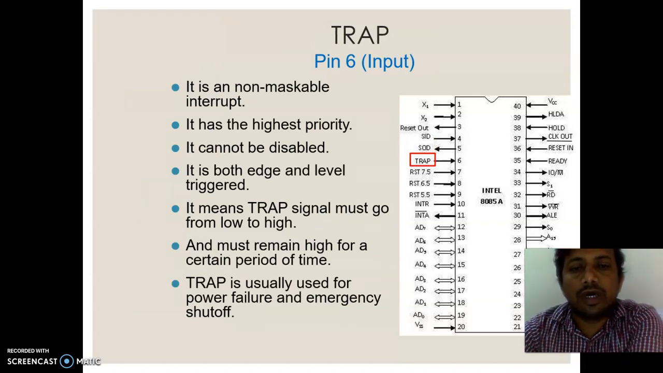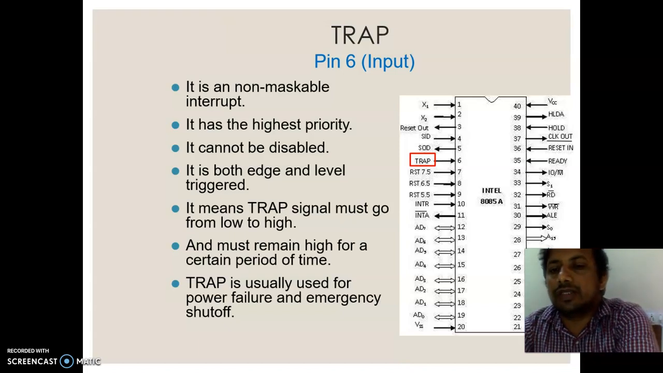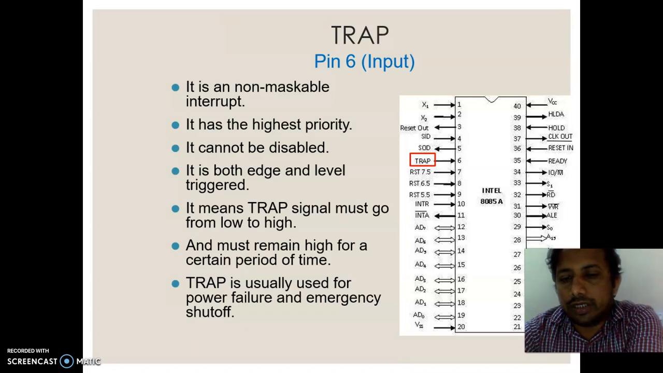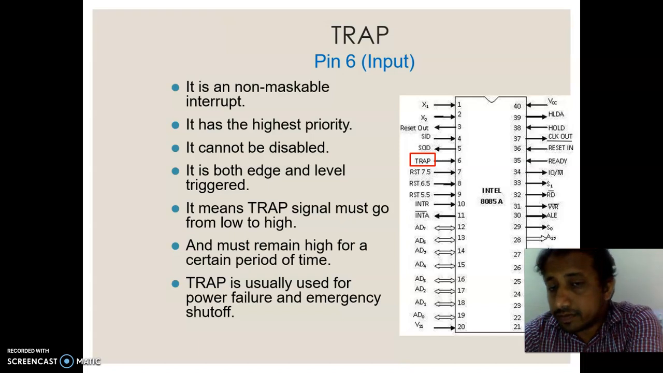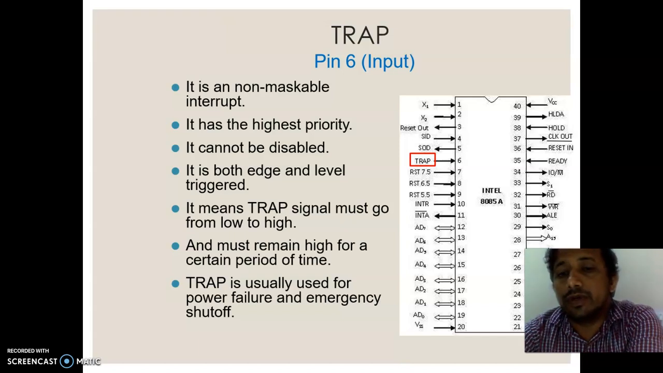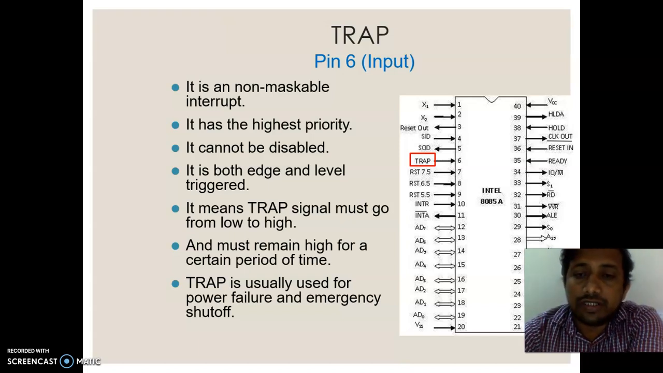Next comes the types of interrupts and the pins related to these interrupts. There are 5 types of interrupts in your 8085: TRAP, RST 7.5, RST 6.5, RST 5.5, and INTR. Out of all these interrupts, the highest priority is given to the first one, that is the TRAP interrupt.